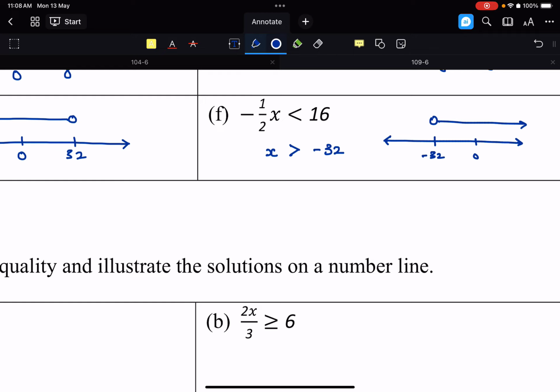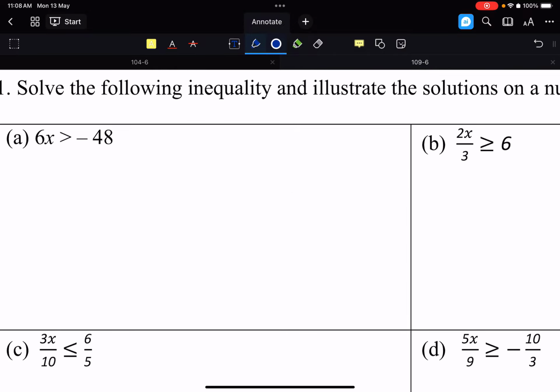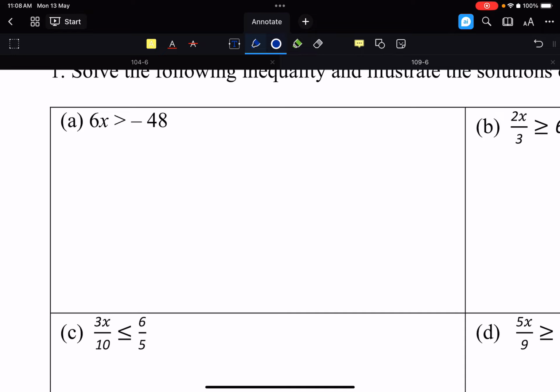Okay. So with this, you can actually pause the video, try the rest of the exercises here, and then unpause the video and compare answers with what I'm going to write down in the following questions. So I hope you are successful.